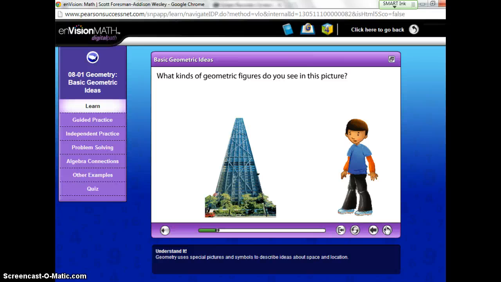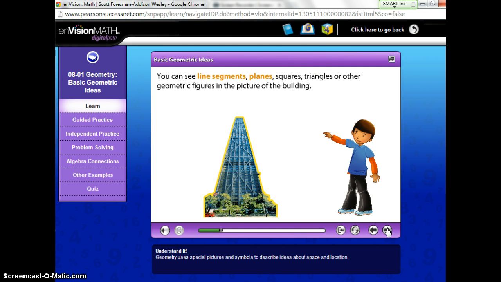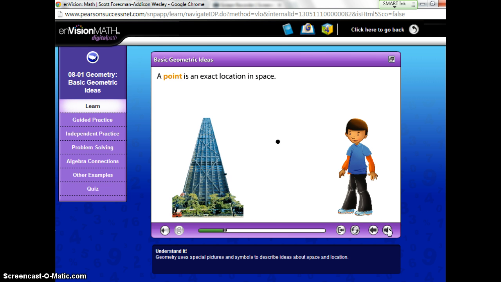What kinds of straight lines? Okay. Some of those lines go up and down. What do we call up and down lines? Vertical. What do we call side to side lines? There you go. So in this picture, we can actually see line segments, which are just chunks of a line. We can see planes. We can see squares and triangles and other actual shapes.